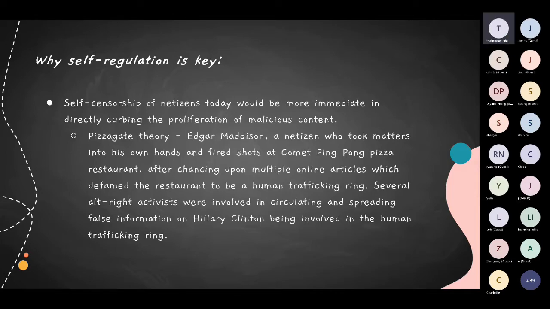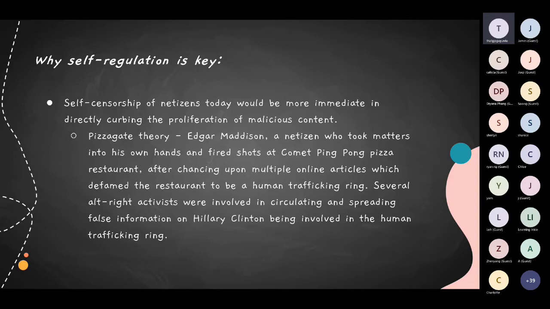Yeah, so this is an example to show how self-censorship of netizens today will be more immediate. So what I mean is that imagine if you are one of the netizens who have contributed to this spread of fake news, right? What you could do is simply not circulate the information. Self-censorship, simply by not pressing that button or not sharing, not forwarding that file, that folder, that picture, that video, you contribute a lot to curbing the spread of fake news. It is free, it is immediate.